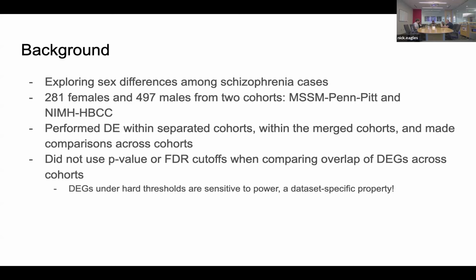We got a recent review on a paper, and the reviewers made a comment that it's not advisable to do this, because if you're using hard thresholds, the exact set of DEGs that you end up with is sensitive to the power you have on that specific data set, and that obviously varies across data sets. So you don't want a metric that's sensitive to something that's data set specific. I'll get into how they did these comparisons, mostly focusing on the differences across cohorts, though this paper covered more than just that.